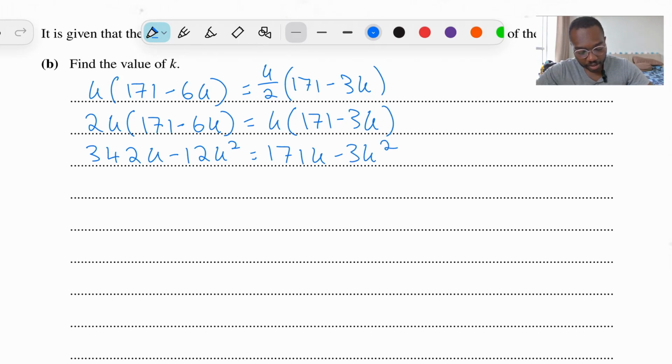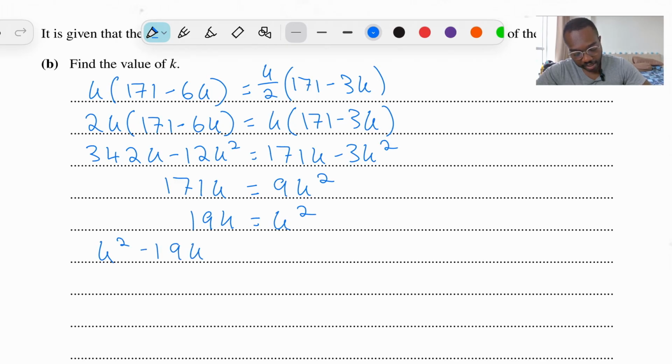And then if I bring that 171k over to the side, we get 171k, and that is equal to 9k squared, okay? And then actually we can divide by 9. If we do that, that will give us 19k, and that is equal to k squared. And if we bring everything to the same side, we get k squared minus 19k is equal to 0.